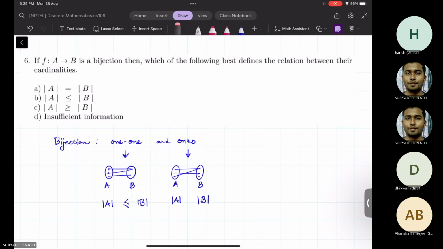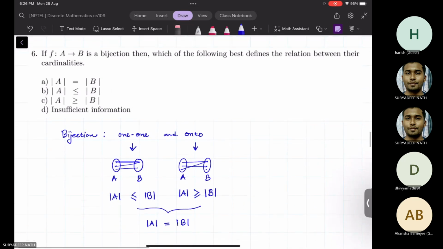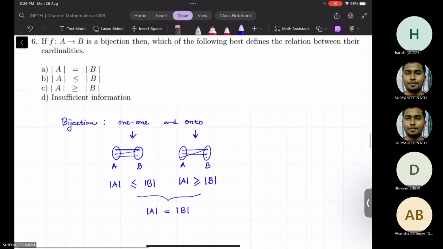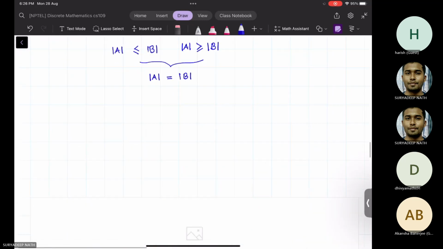Cardinality of A is greater than B, and the same thing is, it's less than A. So right, A is greater than B. Now if we combine these two, these two inequalities can only be possible if the cardinalities are the same. So in the case of a bijection, the cardinalities of the sets have to be the same. So option A is the right answer for this question. Let us move on to the next question.